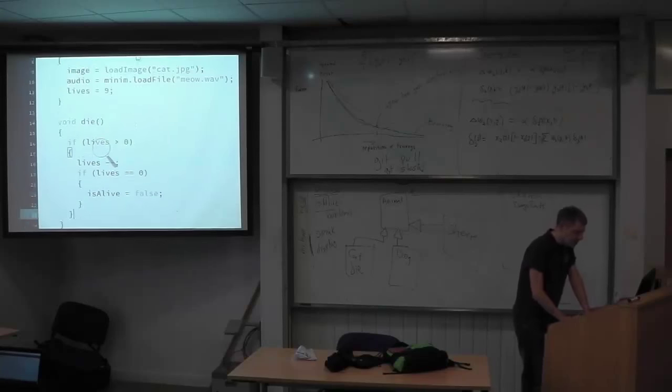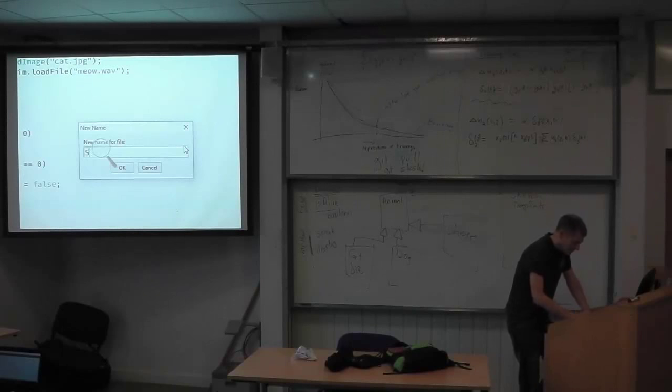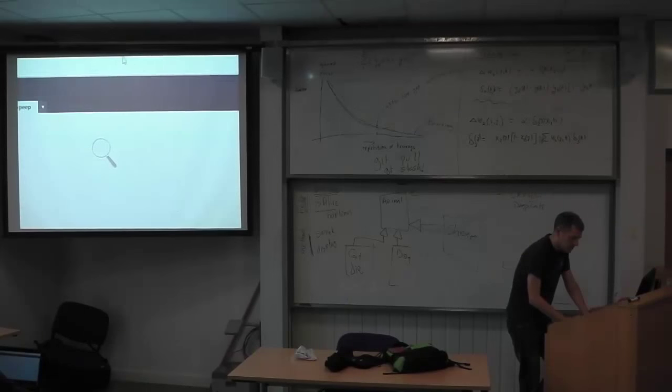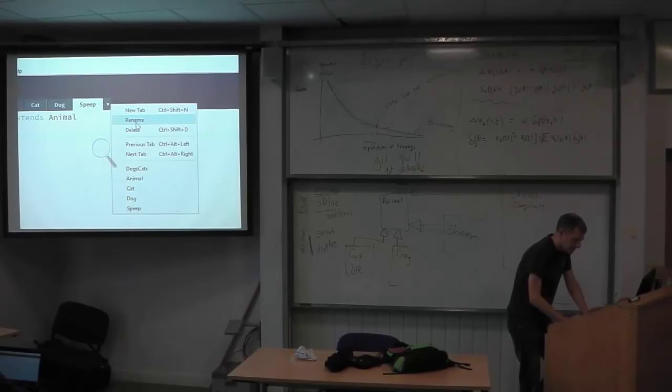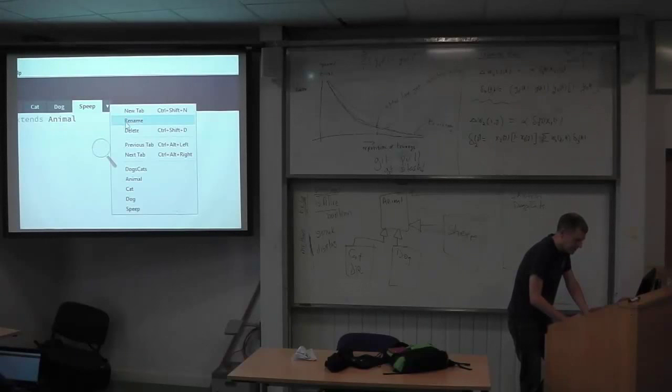So now let's do the goat, or the sheep, I should say. Well, you can do a goat too if you want. So now I have a new file called sheep. Class Sheep extends Animal. I should probably rename that to be sheep. Let's save the sketch, and then rename.